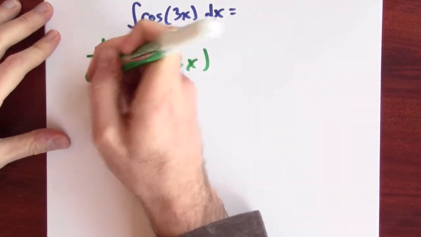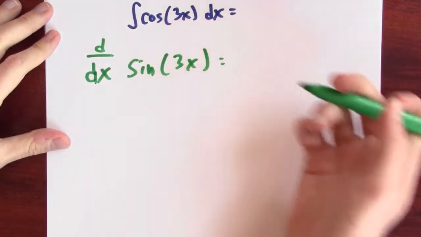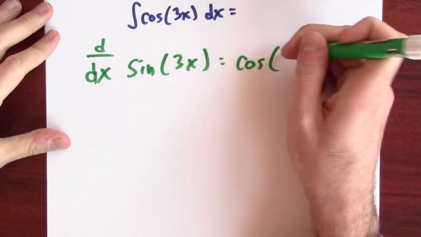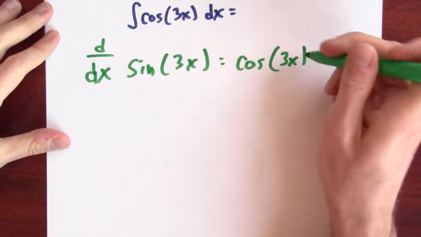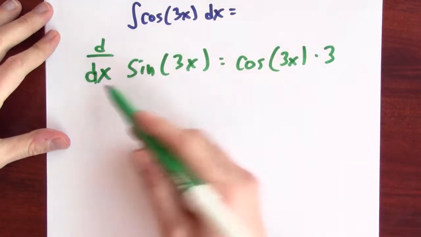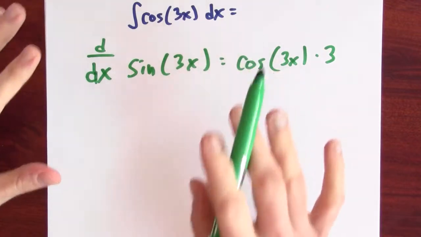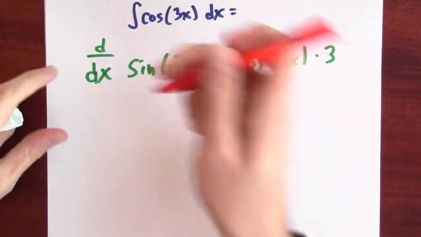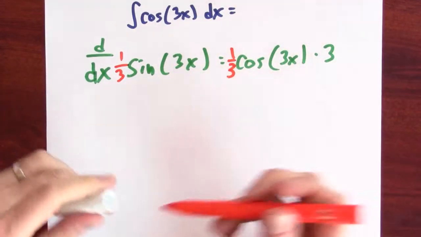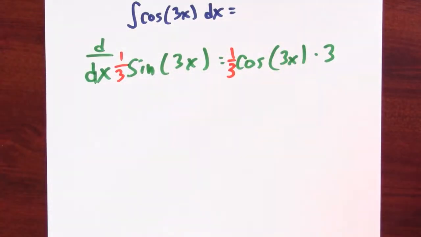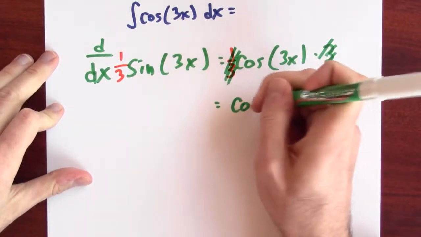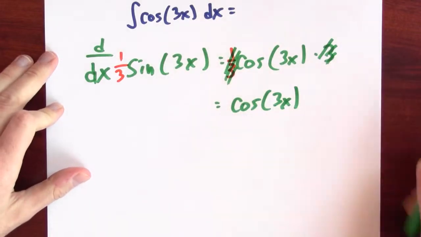But if I differentiate sine of 3x using the chain rule, I get the derivative of the outside function. That's looking good. At the inside function, that's looking good too. But times the derivative of the inside function, which is 3. So that's no good. But I can fix that pretty easily, right? If I just include a 1/3 here, that rigs up everything perfectly, right? Because then the 1/3 here and the 3 cancel, and I'm left with cosine of 3x.